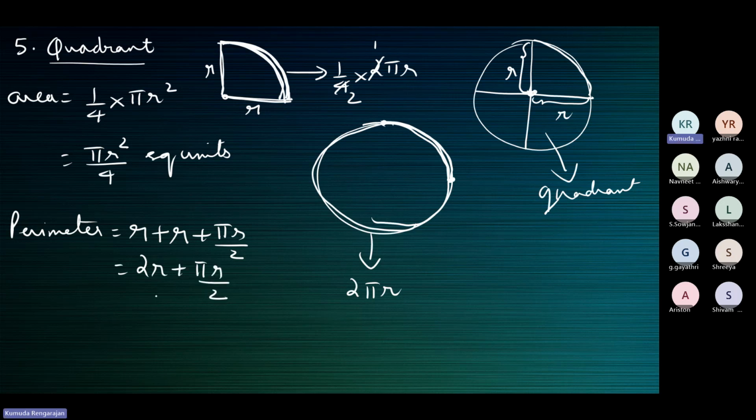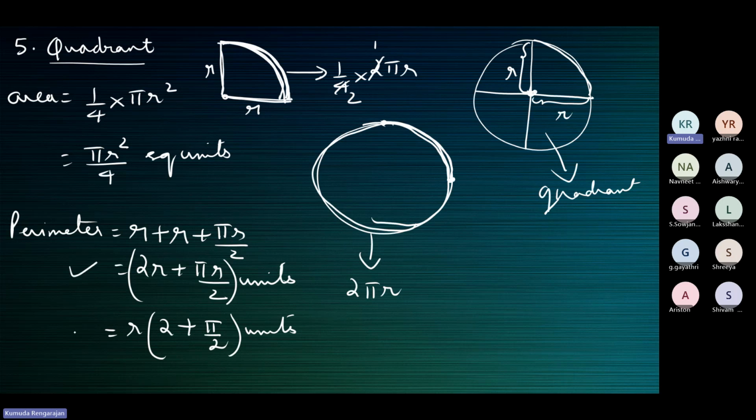You can even take one r common, but it's okay. You can just leave it like this also. If you take r common, then you'll have r times 2 plus pi by 2 units. You don't have to remember the formula like this and like this. It's enough if you can write it like this. It's enough if you can remember this.